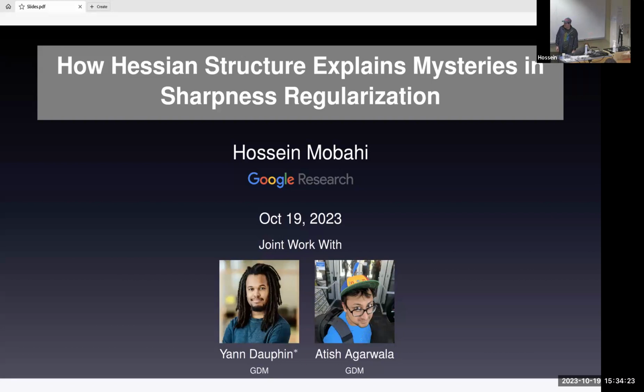Okay, so I'll be talking about some mysteries around generalization in deep neural networks, especially from the sharpness regularization angle, and we will see how the Hessian structure can explain some of that. This is joint work with my fantastic collaborators, Jan Dapin and Atish Agarwala.